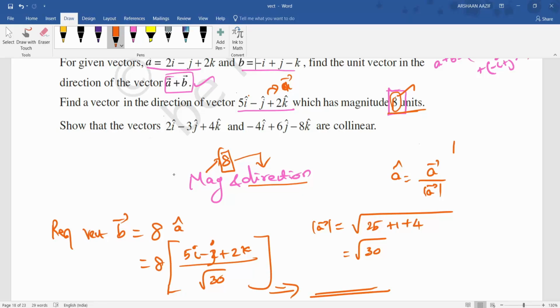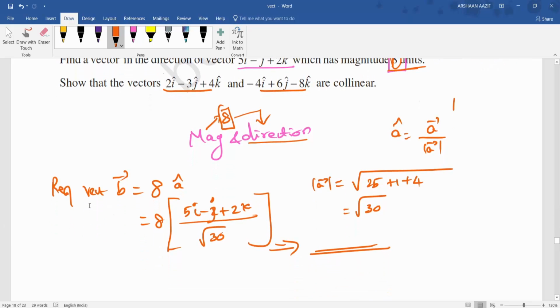You could further simplify, maybe taking this root 30 outside, or you can bring this 8 inside and write. Now show that the vectors are collinear. So we have two vectors, and we are going to show that these are collinear. Collinear vectors are two vectors which are parallel, right? That's what we have discussed in the initial stages.